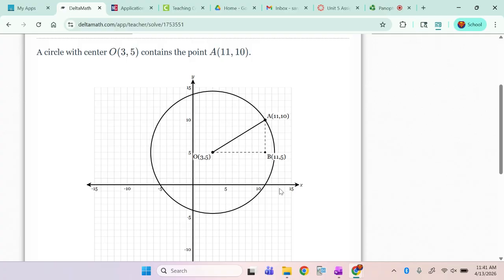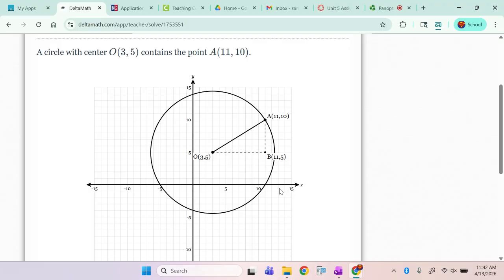Now, is this horizontal or vertical? OB is horizontal. So if we're thinking graph-wise, what values of a graph are strictly horizontal, x's or y's? X's. So what two values are we going to subtract? 3 and 11. So we're going to do 11 minus 3 because we want positive numbers. What about AB? This is vertical, right? So what values do you think we want to subtract? 10 and 5.